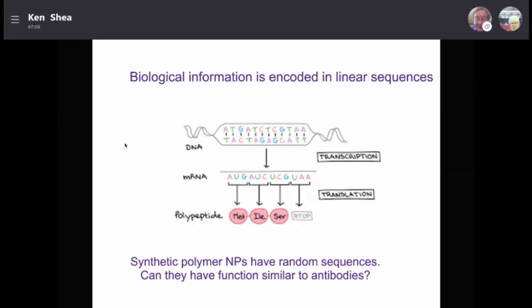Okay, so once again, I'm going to have to skip. So the central dogma of biology is that information is encoded in linear sequences, DNA sequences, RNA, and then finally the information in the sequences of amino acids in the peptide. That information encodes function. We're going to be dealing with synthetic polymer nanoparticles that don't have encoded linear sequences, but random sequences. And so the big question, can they ever be produced in a way to have function similar to, for example, antibodies, proteins?